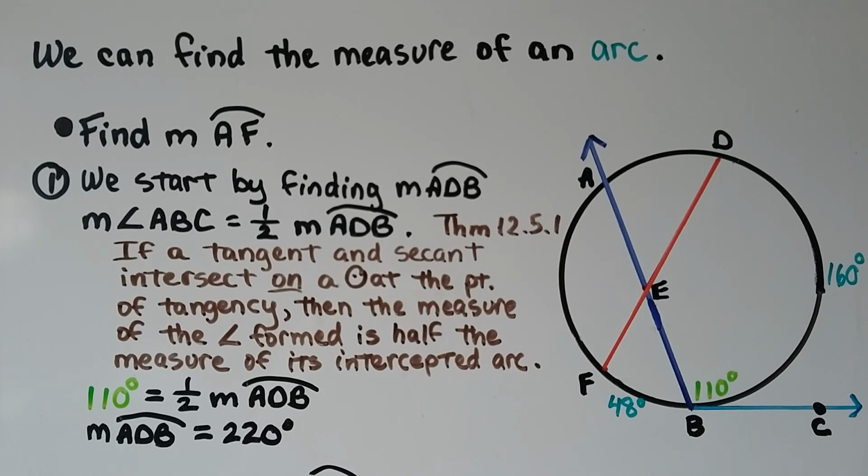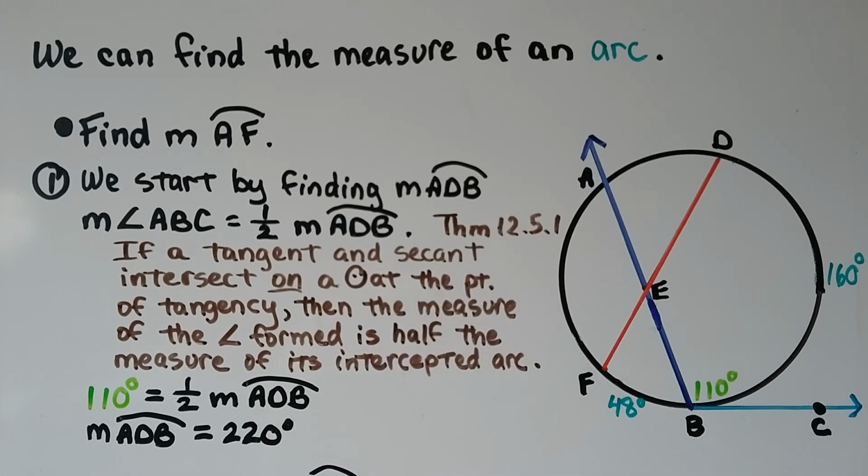We can find the measure of an arc. We need to find the measure of arc AF. So here's A and here's F. So we're looking for this arc right here. We start by finding the measure of arc ADB. ADB. That's this big arc right here. And the measure of angle ABC, ABC is 110 degrees, isn't it? It's going to equal half the measure of arc ADB. That was from theorem 12.5.1.